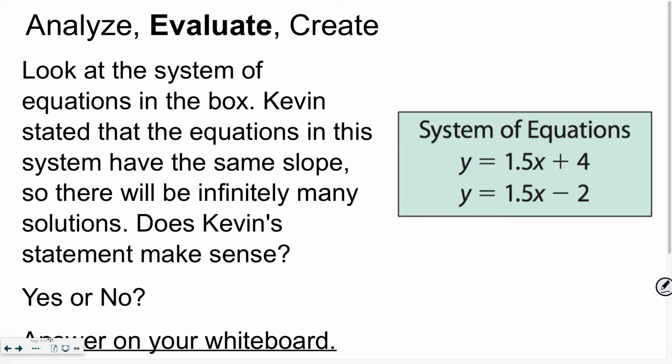Okay, so look at the system of equations we have right here. y equals 1.5x plus 4, y equals 1.5x minus 2. Kevin stated that the equations in this system have the same slope, so there will be infinitely many solutions. Does Kevin's statement make sense? Yes or no? Answer on your whiteboards.